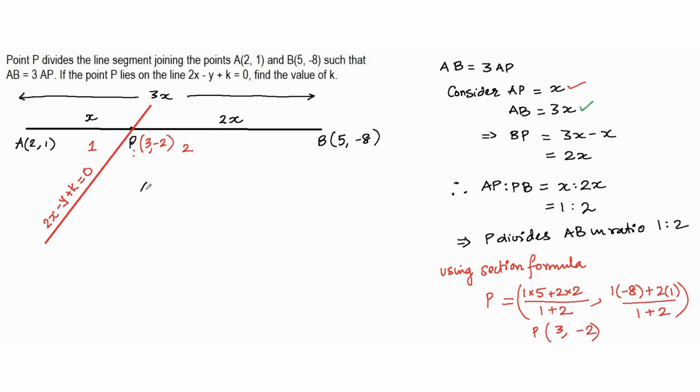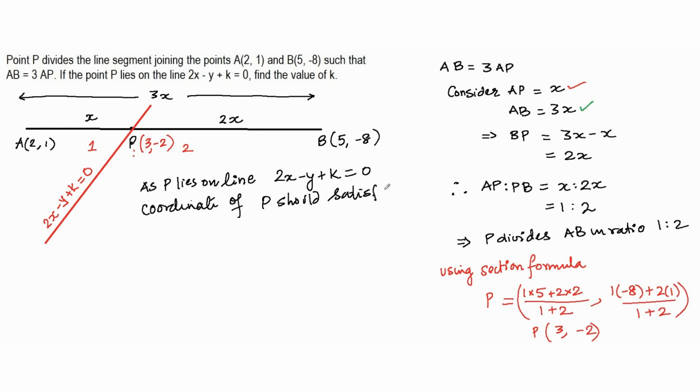Now as P lies on this line, 2x minus y plus k equals 0, the coordinates of P should satisfy the equation, which means 2 times the x coordinate of P. So I am replacing x with the x coordinate of P, because P should satisfy this equation.